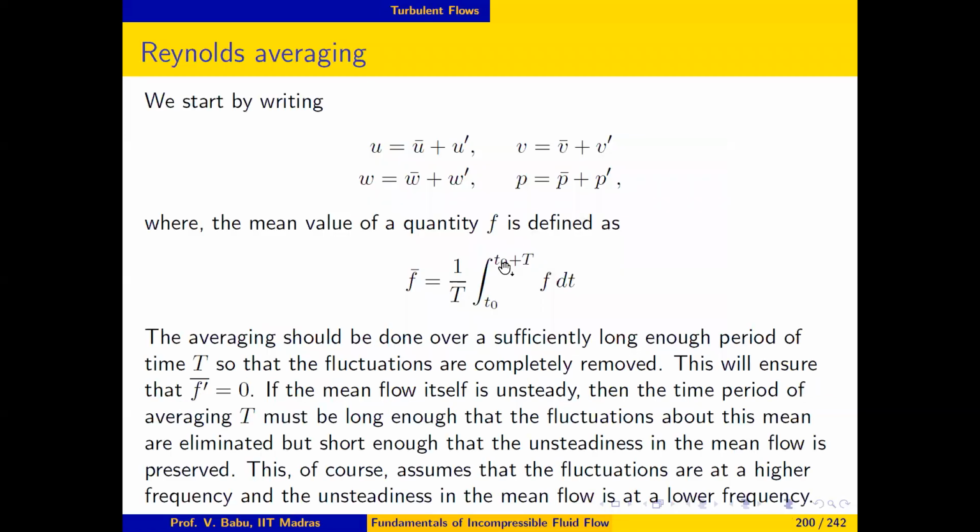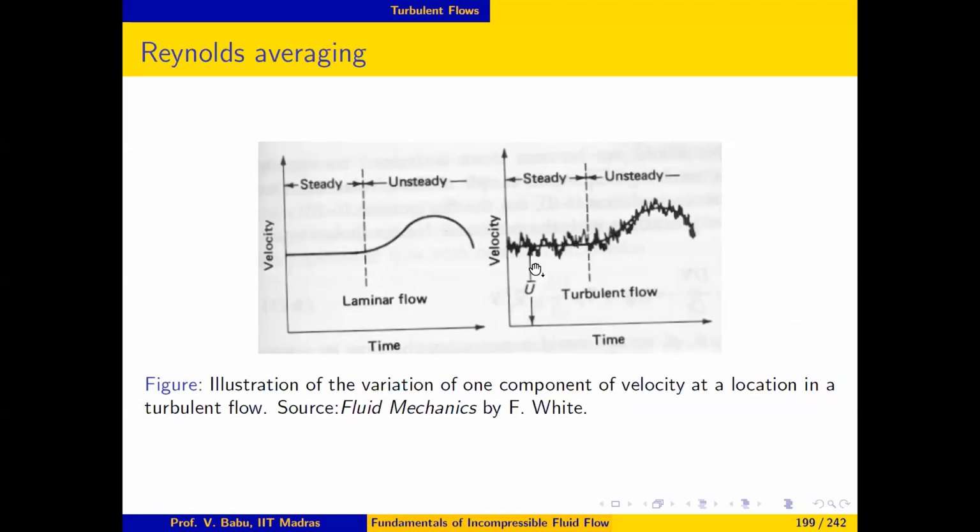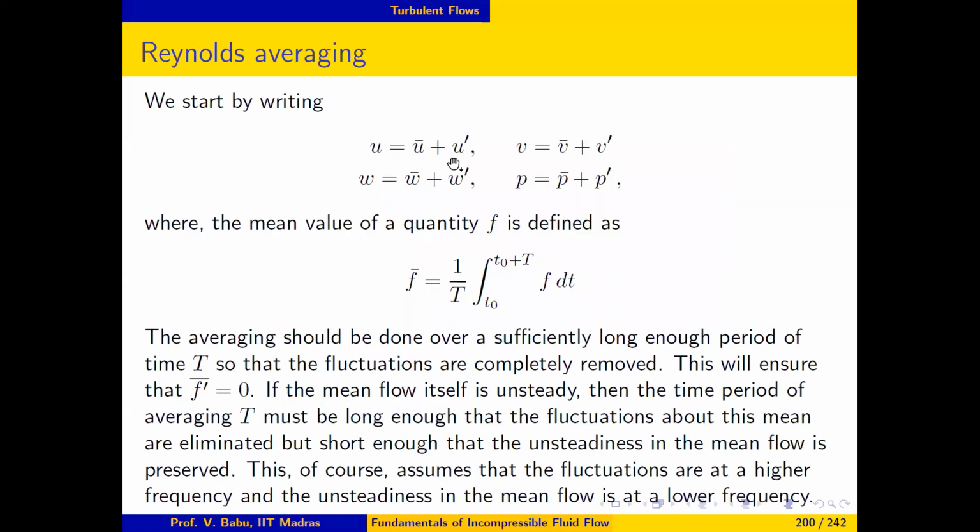So basically what we are doing mathematically is this. We take each velocity component, which is fluctuating in time, and we write it as a sum of a mean component plus a fluctuation. If you see here, the solid line is the mean component, and there are fluctuations superimposed on top of the mean component. So that is what we are assuming when we write each one of the velocity components like this, and the pressure also like this.